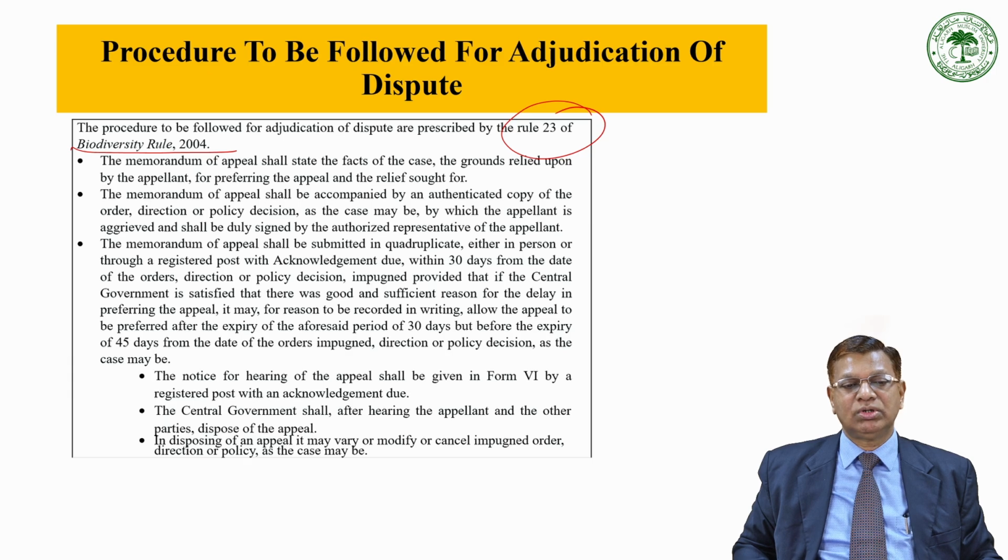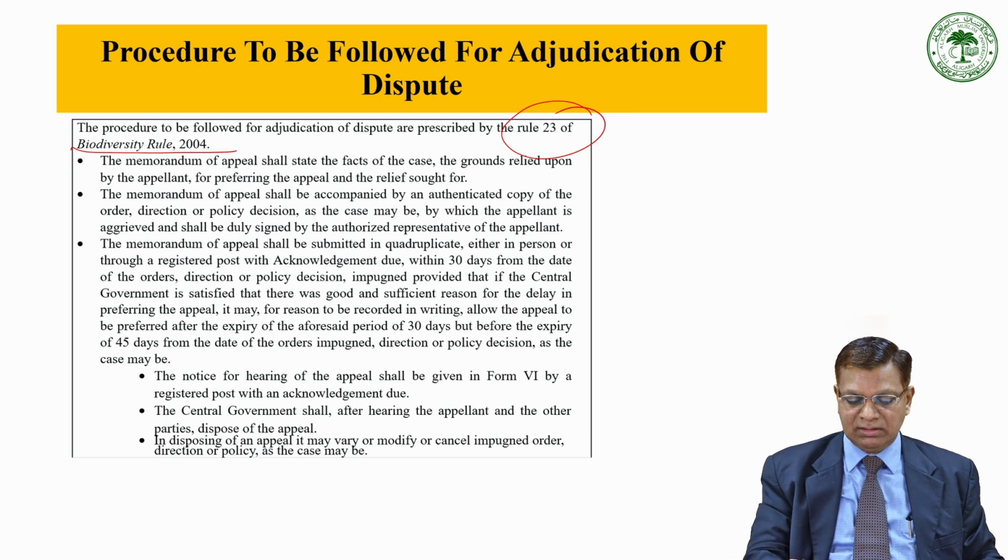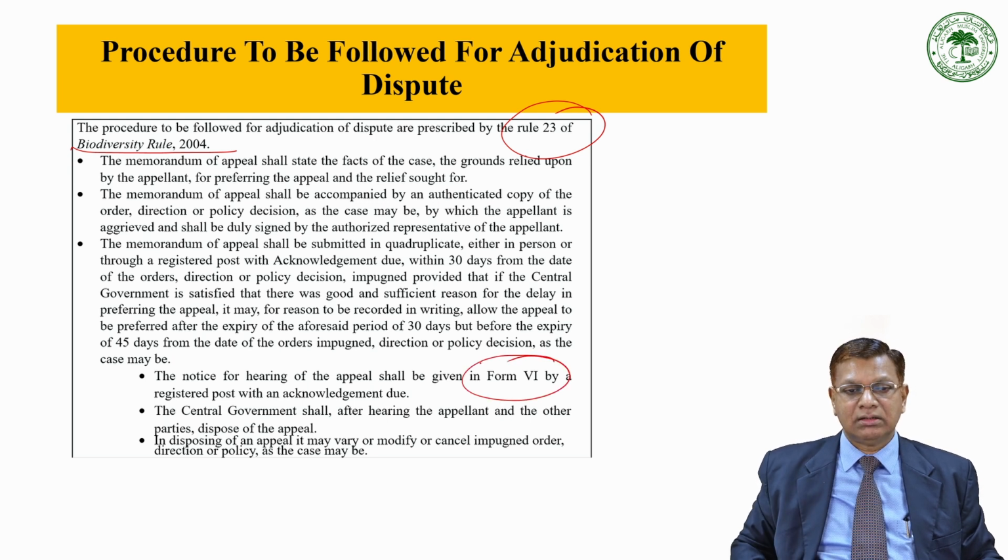how the notice of hearing of the appeal shall be given under Form 6, how the central government, after hearing the appellant and other parties, will dispose of the appeal, and what are the guiding factors in disposing of the appeal, how it can modify, cancel, and impugn an order, direction, or policy on a case-to-case basis.